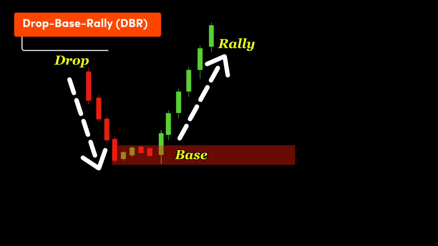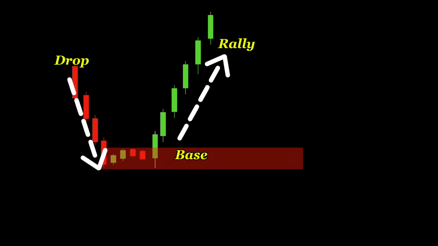What's happening here is more than just a price move, it's a strategic play by institutions. They push the market down, accumulate positions at the base, manipulate the market to get the best price, and then let the rally fly. Now, let's look at a real chart example of this drop-base rally pattern. As you can see, the drop isn't just a random move, it's a deliberate smart money play, a liquidity grab designed to trigger stop losses and shake out retail traders.